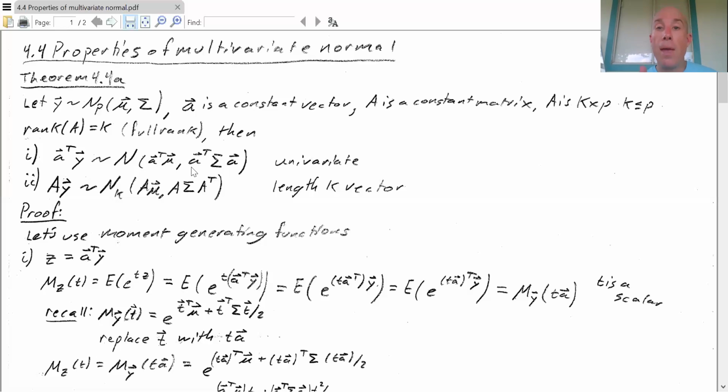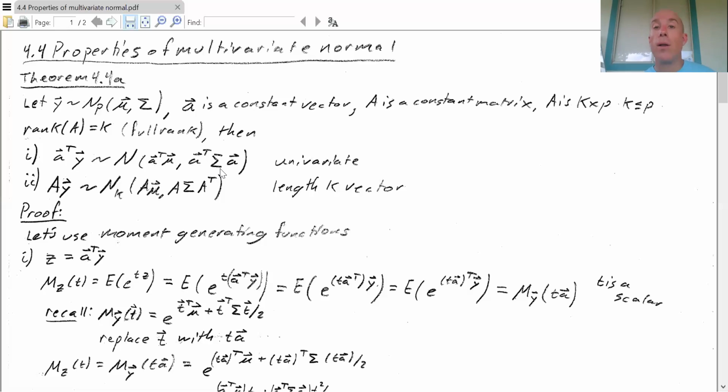Something to pay attention to is that a transpose is 1 by p, then the covariance is p by p, and a is p by 1. So this is a 1 by 1 matrix. In other words, it's a scalar. So this is just one number, and this is one number. This is the mean, and this is the variance.